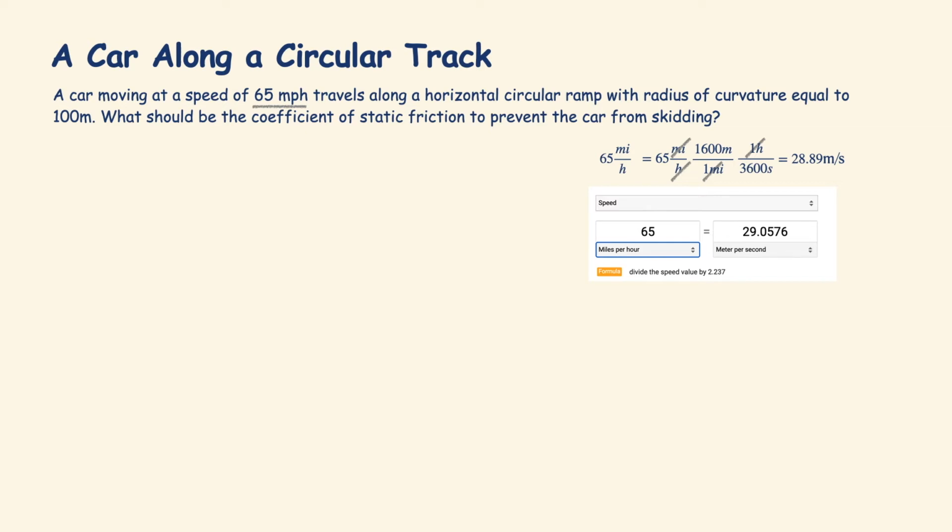So one more thing here, we have a minor discrepancy because Google will give us 29.0576 while my number is 28.89. So where is the problem? The problem is that I used 1600 meters to be equivalent to 1 mile, while in fact 1 mile is more like 1609.34. So this discrepancy is an artifact from olden times.